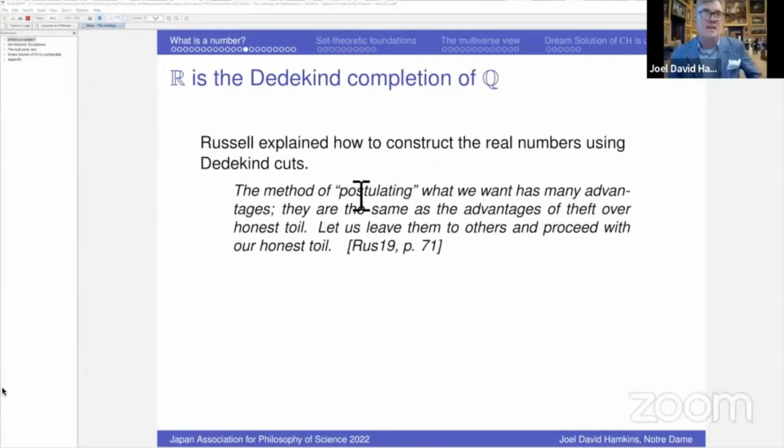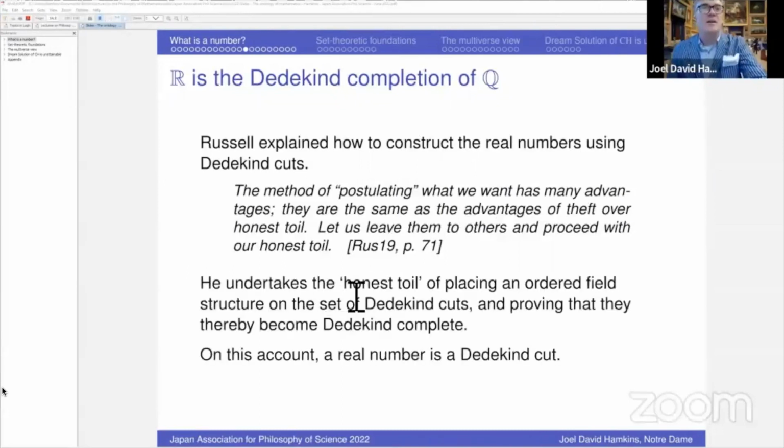And what he says, this mocking quote, the method of postulating what we want, that's what Dedekind did. He postulated the real numbers are Dedekind complete. Russell says the method of postulating has many advantages. They are the same as the advantages of theft over honest toil. Let us leave them to others and proceed with our honest toil. So what is he talking about?